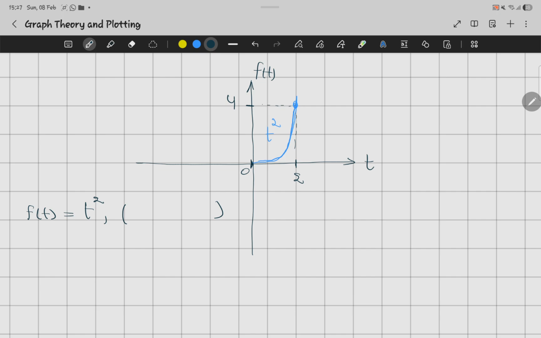Starting and ending. So it will be something like this. What is the starting one? It is 0. So t square is actually between 0 and 2. So it will be starting and ending, and then the amplitude. So that's what you see: amplitude, starting, and ending. What is ending? Ending is actually 2.